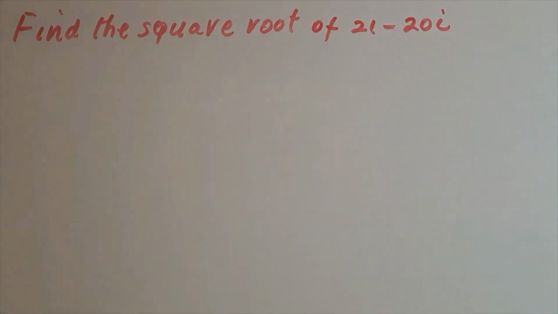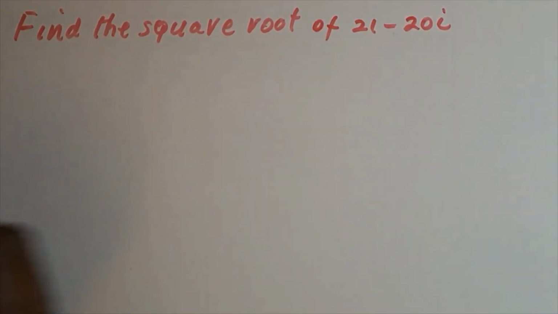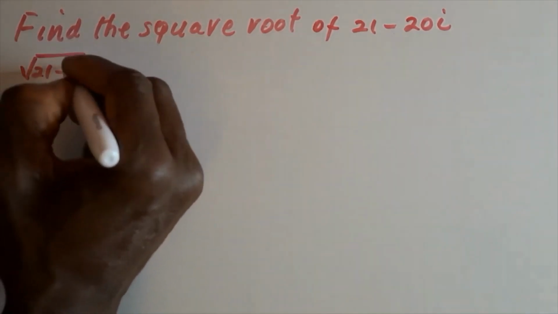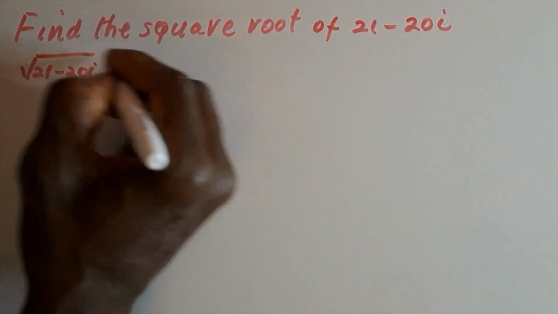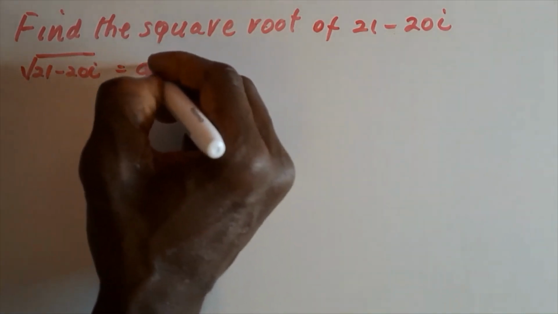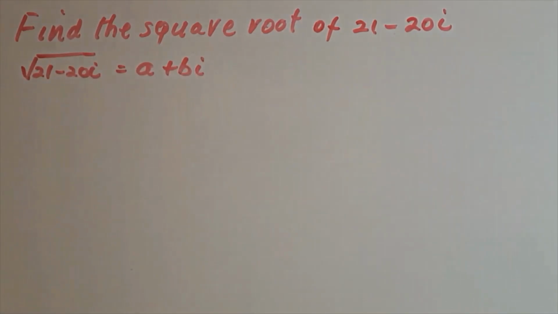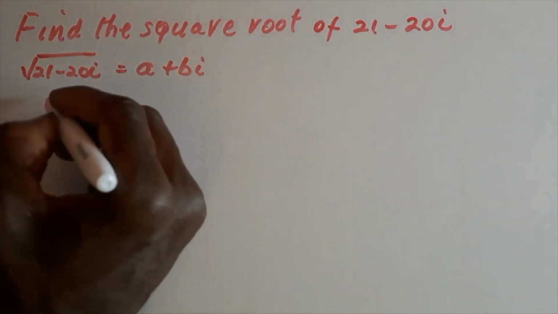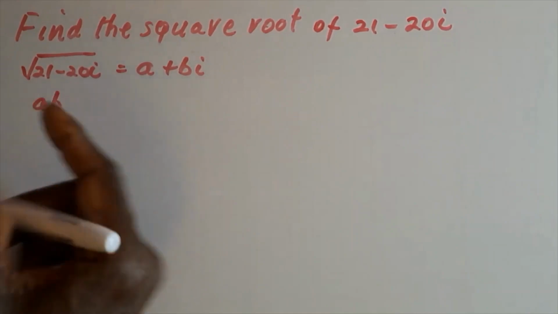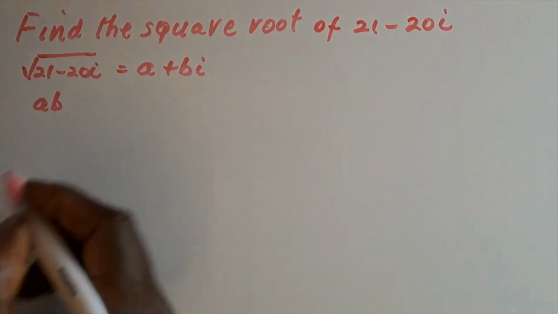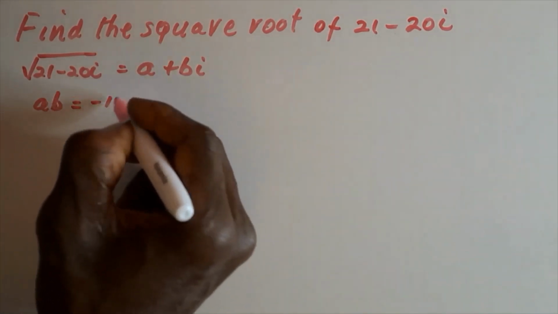Hello there. Here's another one. We need to find the square root of this complex number. We know the square root of 21 minus 20i is of the form of a complex number a add bi. This will only work for integer values for a and b. ab is half the coefficient of i. Coefficient of i is -20, so half of that is -10.